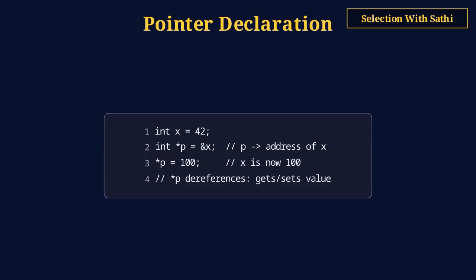A null pointer means the pointer doesn't point to anything valid. Always initialize your pointers and check for null before dereferencing to avoid crashes.